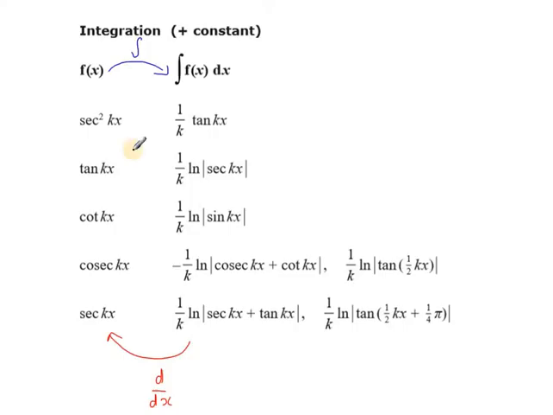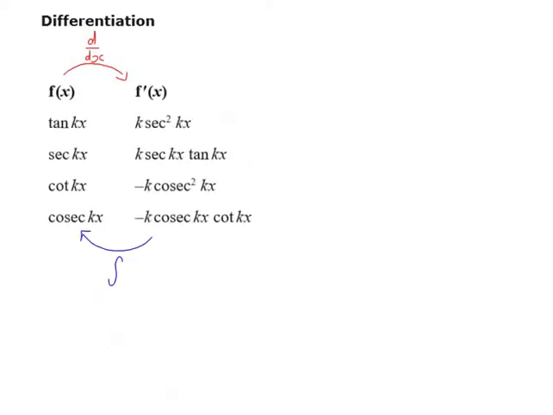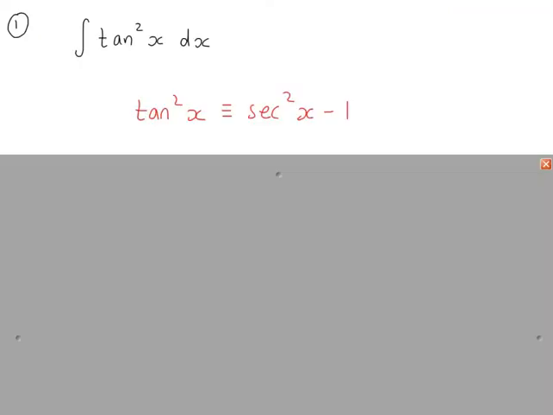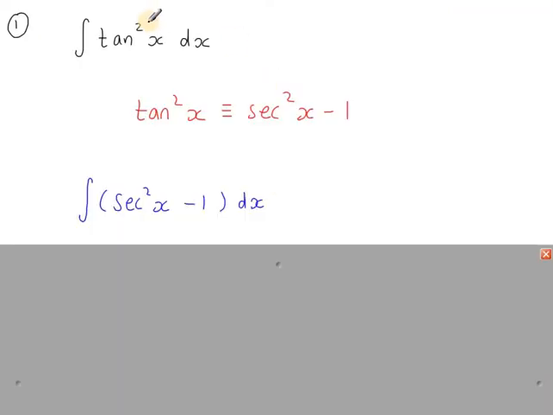So let's have a look at the standard integrals, and there is no tan squared on this side, so we can look at the derivatives, but on this side there is no tan squared. So then we look at the identities, there is no tan squared here, but there is a tan squared in this identity here. So we can rearrange this, so tan squared is equal to secant squared minus 1. So instead of integrating tan squared, we're going to integrate secant squared x minus 1.